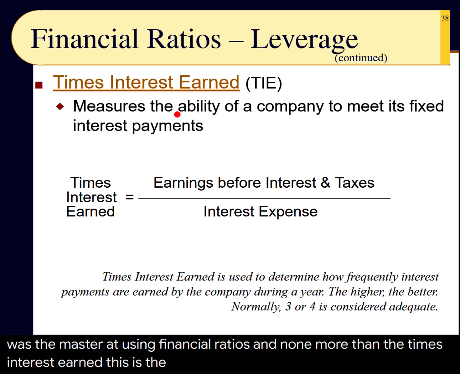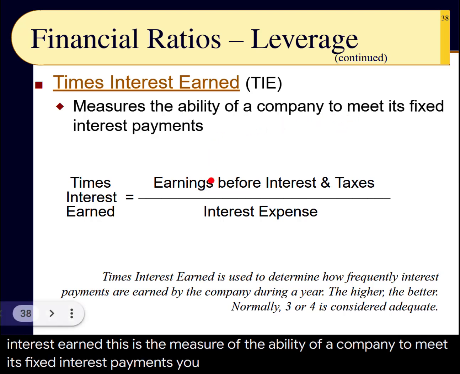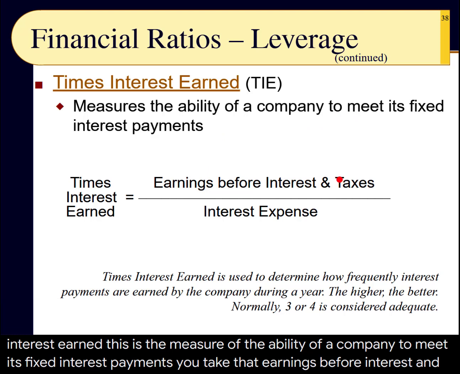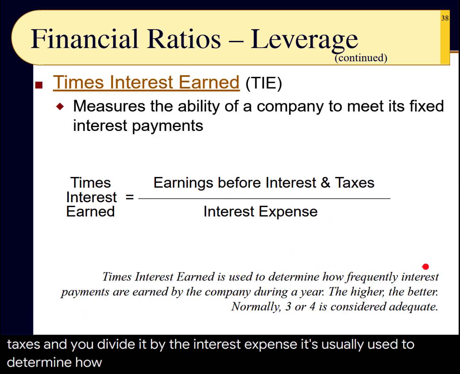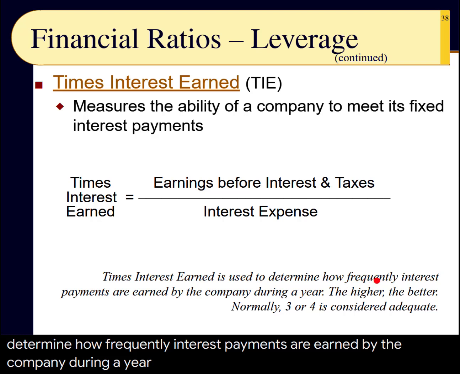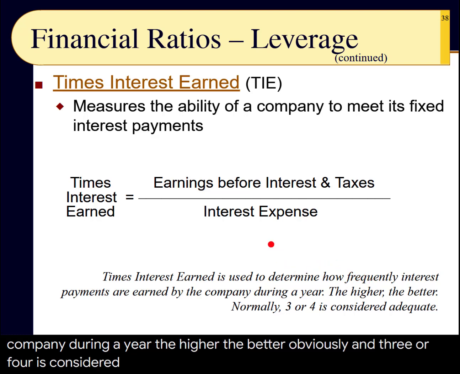This is the measure of the ability of a company to meet its fixed interest payments. You take the earnings before interest and taxes, and you divide it by the interest expense. It's usually used to determine how frequently interest payments are earned by the company during a year. The higher the better, obviously, and 3 or 4 is considered adequate.